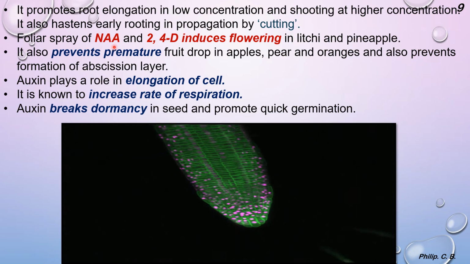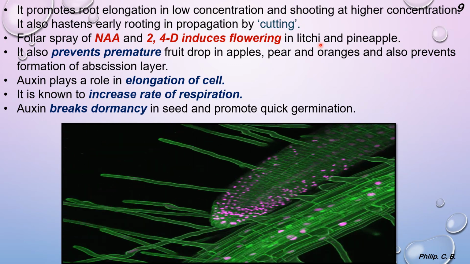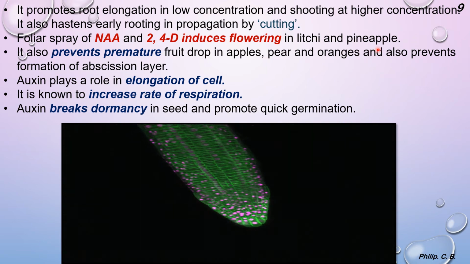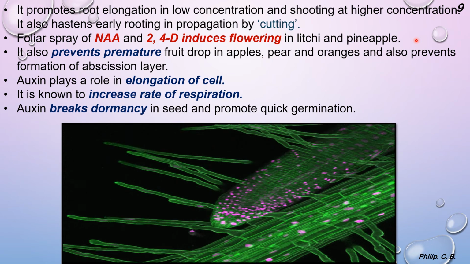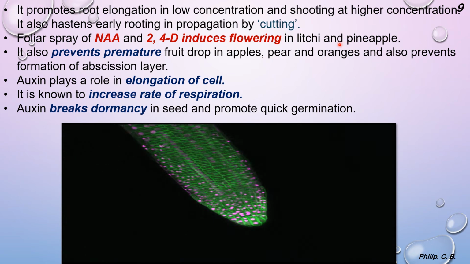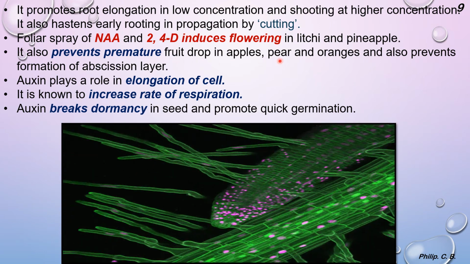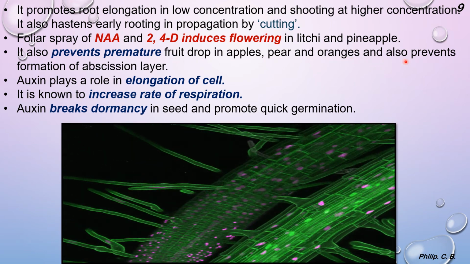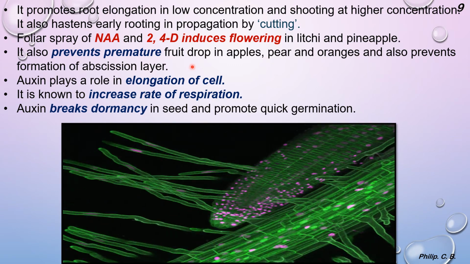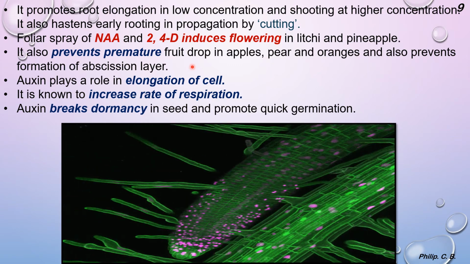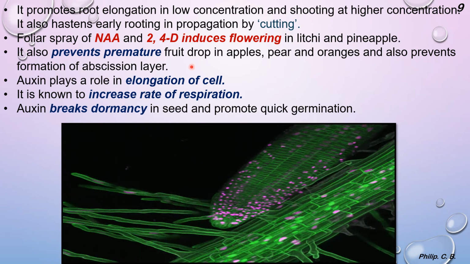Foliar spray of NAA and 2,4-D induces flowering in lychee and pineapple. So these two synthetic hormones also help in flowering in certain plants like pineapple and lychee. It also prevents premature fruit drop in apples, pear and oranges, and also prevents formation of abscission layer. So it prevents the dropping of fruit or leaves by application of auxin.